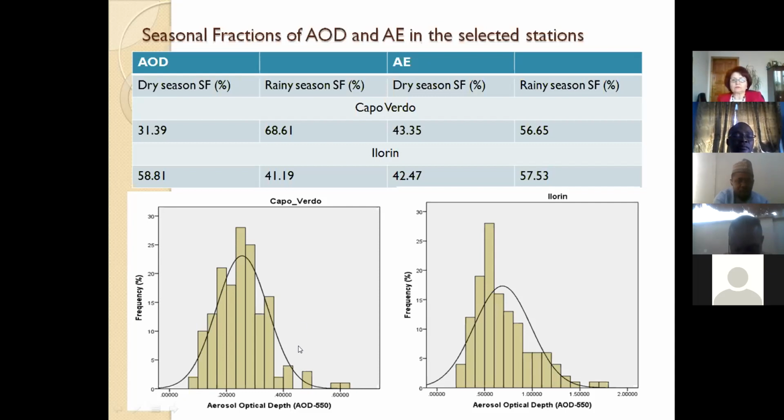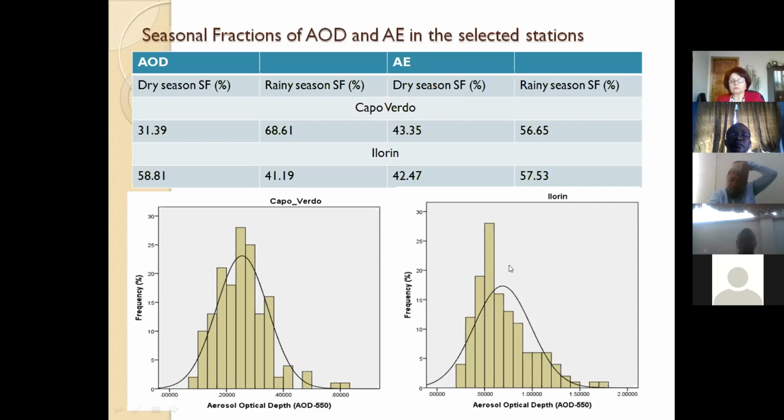For optical depth, that is the loading in the atmosphere for Cape Verde, we can see that the thickness of the atmosphere varies from probably 0.1 to 0.6 here, having the peak around 0.22 here, which is manageable. Their frequency is written here. The highest is around 27%, the contribution.